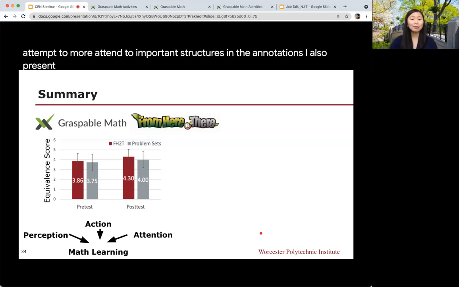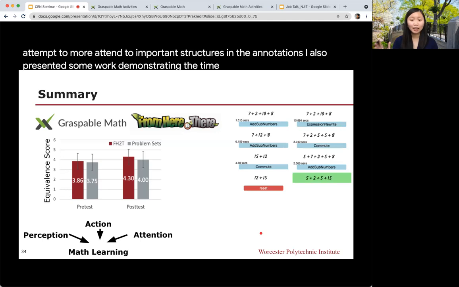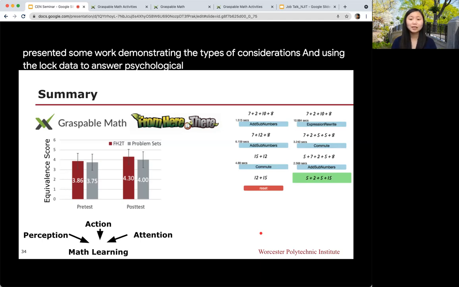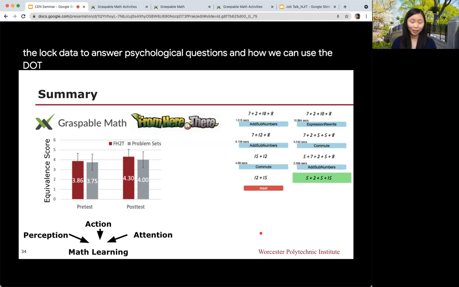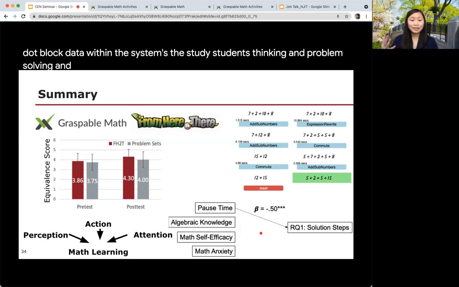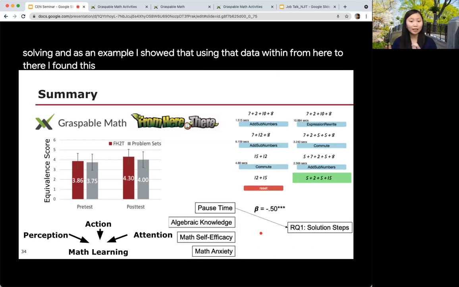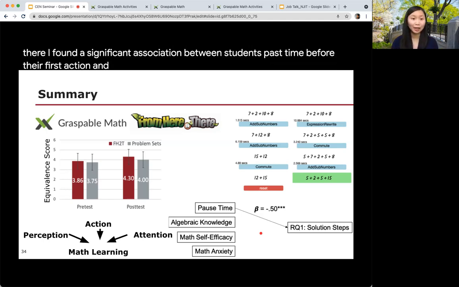I also presented some work demonstrating the types of considerations we had to make when using the log data to answer psychological questions, and how we can use the log data within the systems to study students' thinking and problem solving. As an example, I showed that using the data within From Here to There, I found a significant association between students' pause time before their first action and their strategy efficiency.